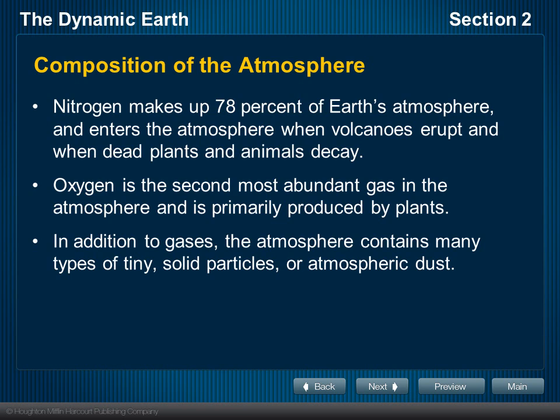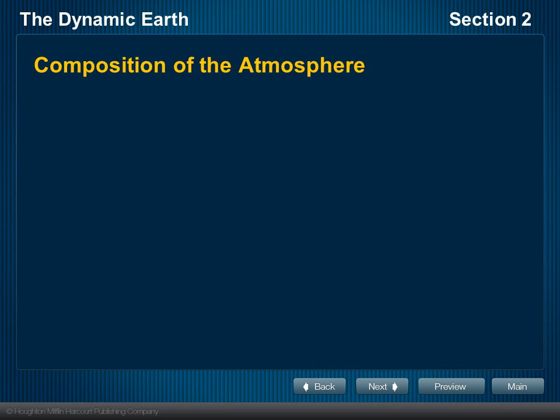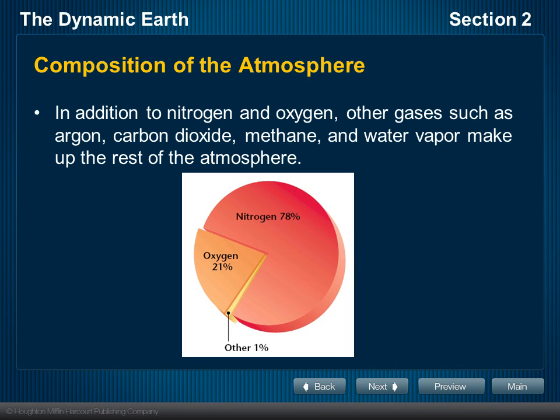The atmosphere is not just gases, and there are lots of other gases besides the two that we mentioned. The atmosphere has lots of tiny solid particles, atmospheric dust, we can call it. This is our understanding of how clouds are formed: between moisture, water, and particles, we get cloud formation. In addition to nitrogen and oxygen, lots of other gases, argon, carbon dioxide, methane, water vapor, make up the rest of the atmosphere. And you can see how that works out in this pie chart here.